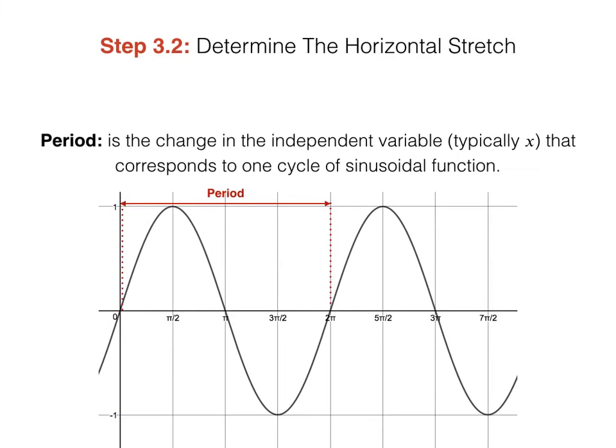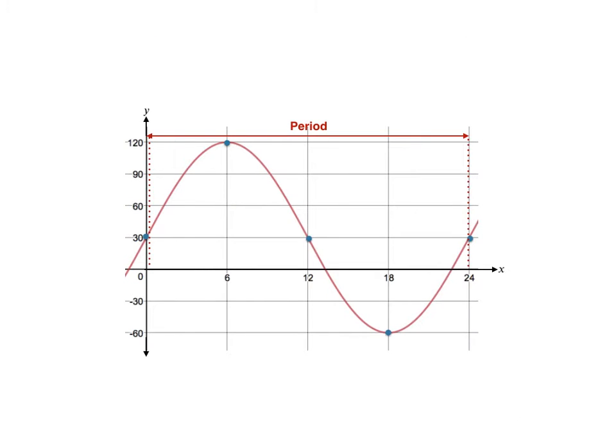Step 3.2. Determine the horizontal stretch. To determine the horizontal stretch, we need to know the value of the function's period. But what is a period? A period is a change in the independent value, typically x, that corresponds to one cycle of a sinusoidal function. From the graph, we can see that the period of the function is equal to 24 hours.